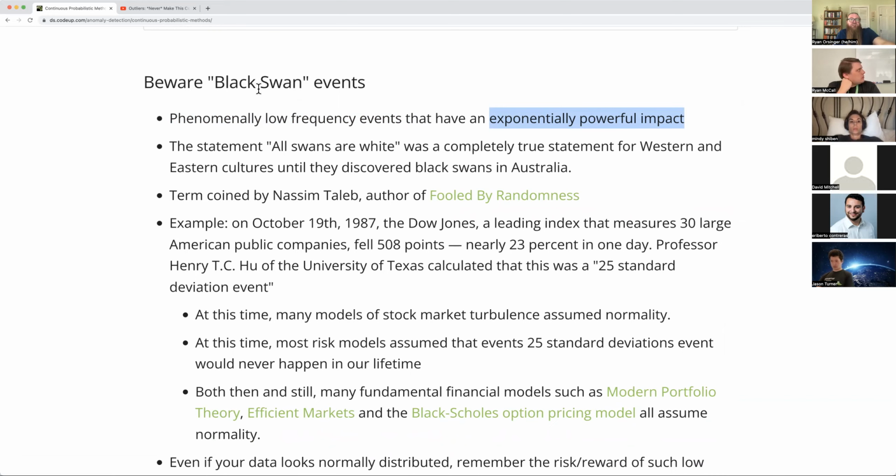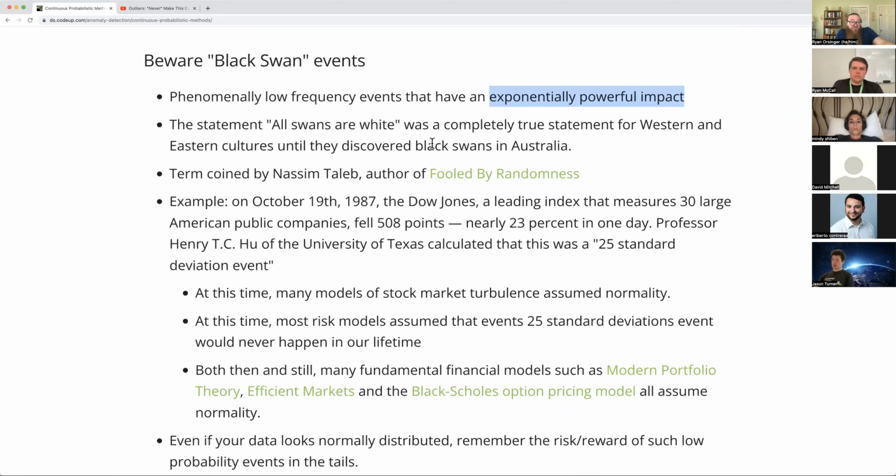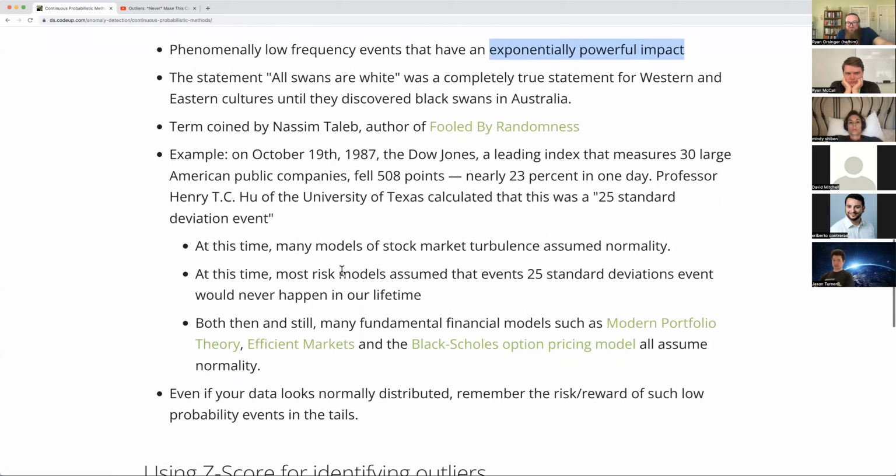The nomenclature came from the understanding at the time, in both Eastern and Western cultures, that the statement "all swans are white" was entirely true, until colonial types started colonizing Australia, and the Australian Aborigines said, "Yeah, we have swans that are not white. They have black swans, right?" To look a little bit more into that, there's a great book by Taleb called "Fooled by Randomness." That's great for a book club if you're feeling up for it.